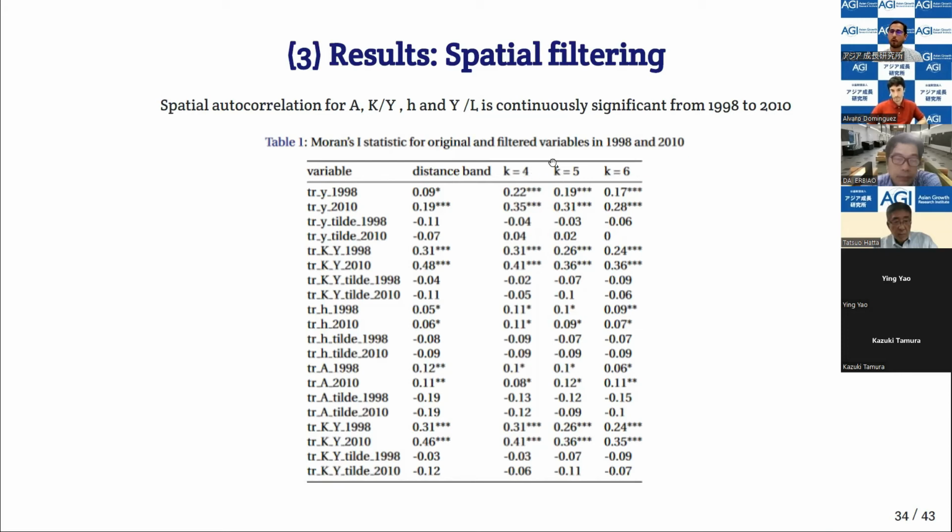meaning that, for example, k equal 4 means you only consider the 4 closest regions as your neighbors, or the 5 closest regions, and 6 the 6 closest regions as your neighbors. Here, this distance band, in the case of China, is the minimum distance for which all regions have at least one neighbor, which is about 1,000 kilometers. You can then see that we have all the variables of our growth equation, but also some that I call tilde.